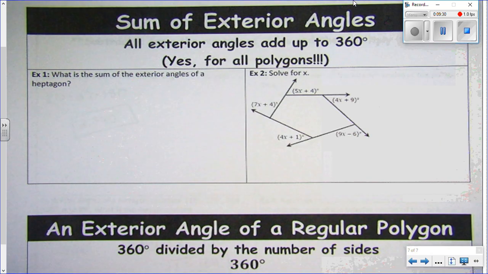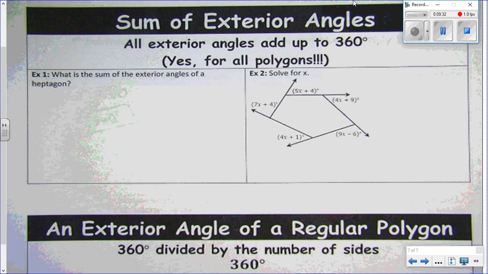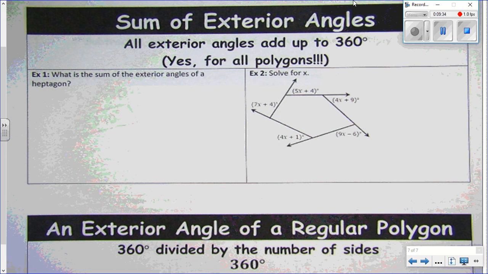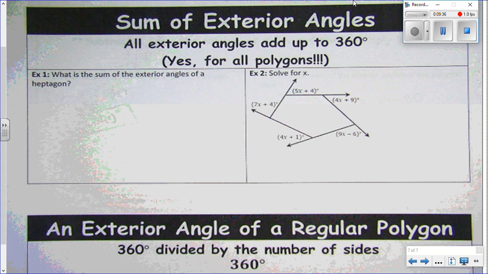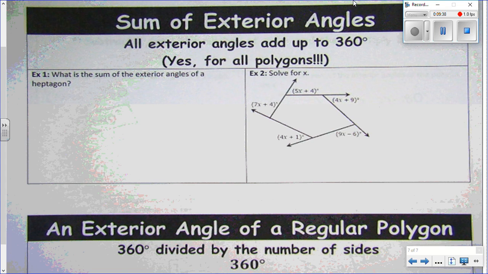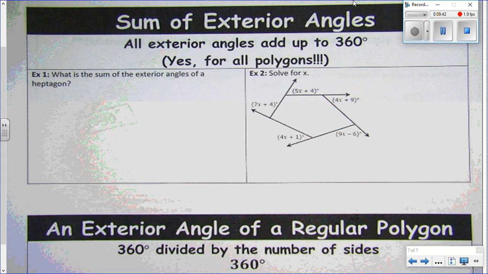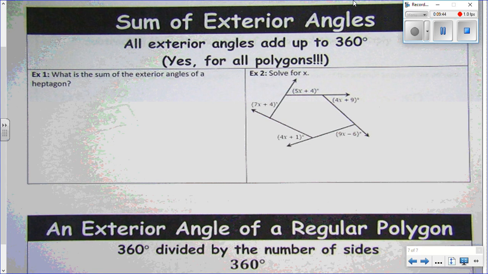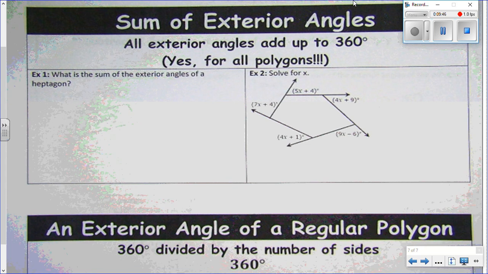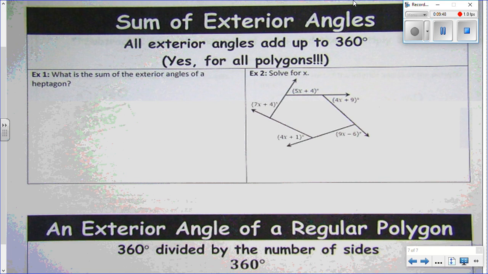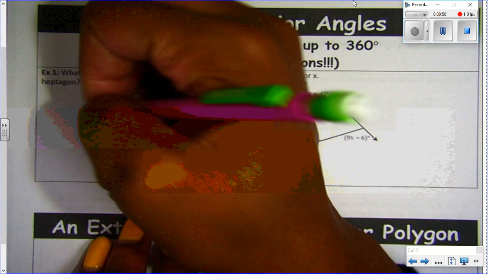So here we know that the sum of the exterior angles is always 360. So people make this question a lot harder, and they do a whole lot of work, and they don't really have to. If the question looks like example 1, and it says, what is the sum of the exterior angles of a heptagon, what are you going to say? 360. That requires no work.